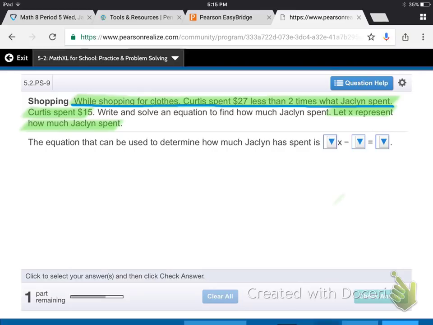Okay, so what did Jacqueline spend? That was x. But this part says 2 times what Jacqueline spent. So how do we represent that? Like that. And then this part says $27 less than that. $27 less than 2 times what Jacqueline spent is 2x minus 27.